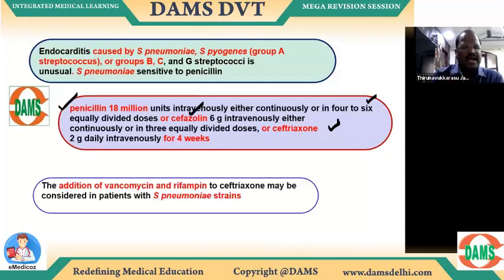Now, for Streptococcus pneumoniae, the latest guideline says it is better to add vancomycin and rifampicin along with the ceftriaxone. Ceftriaxone is the primary drug, there is no doubt. Along with the ceftriaxone, better to add vancomycin, a glycopeptide drug, and rifampicin, as you all know, one of the very popular anti-TB drugs, which has a role here also.